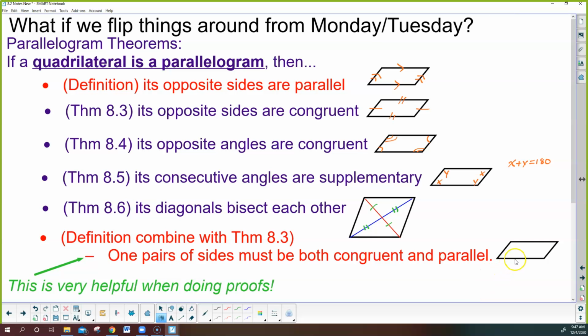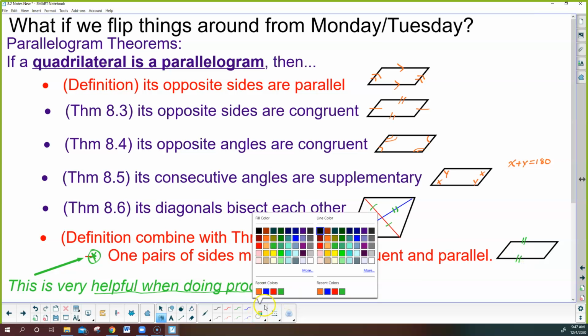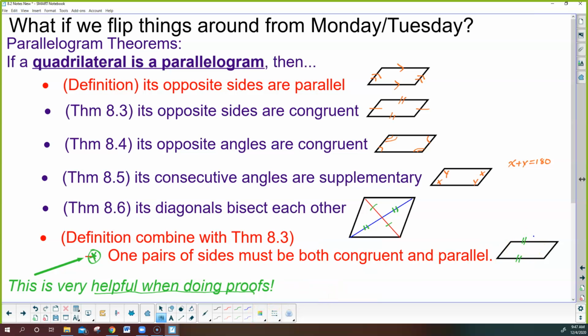And then probably my favorite one, which isn't officially a theorem in the book, but it's a combined definition and theorem, is if it's a parallelogram, and again, this one right here, I would put a star next to it because it's one of the most helpful ones we can do with doing a proof. Because all we have to do is prove that one side is congruent and parallel. So notice, I don't need to know anything about the other two sides. I just need to know that one side is both parallel and congruent to the other side.